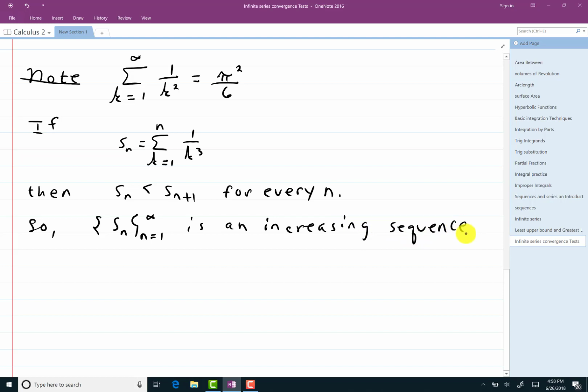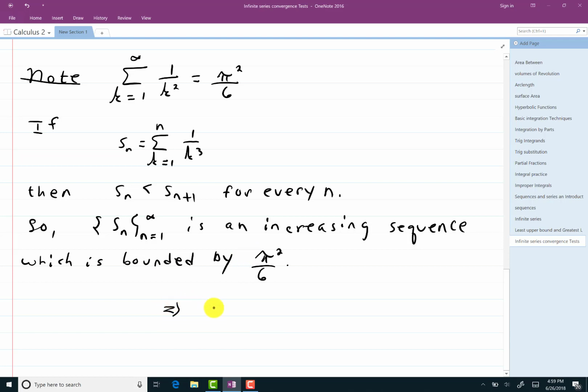Not just increasing, it's an increasing sequence of positive numbers. So Sn is an increasing sequence which is bounded by pi squared over 6. Since this series is less than or equal to this series, that means that this series, no matter what n is, is always going to be less than, probably less than this, but I'll put less than or equal to just to be on the safe side. So I have an increasing sequence bounded by pi squared over 6.